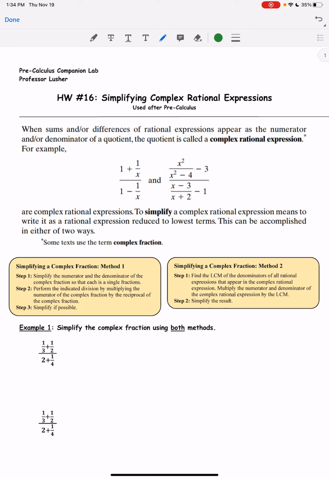Hey everybody, welcome to homework 16. This is your last lesson in this pre-calc companion lab, so that's reason enough to celebrate. In this lesson, we're going to simplify a complex rational expression.